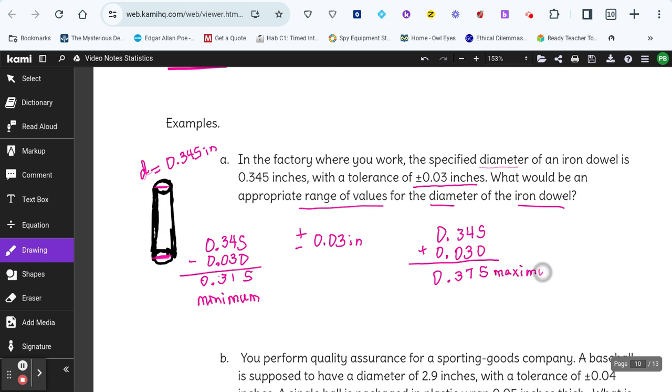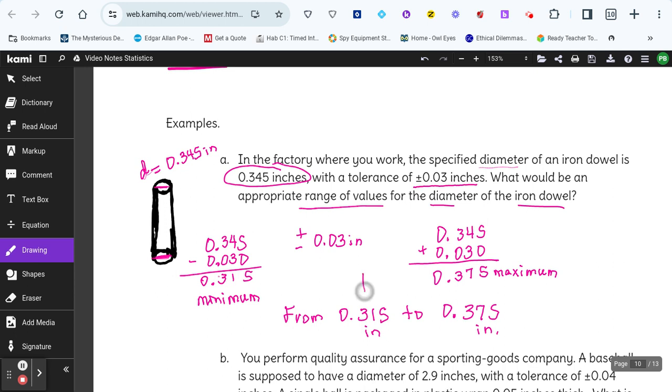So when that dowel is made, it can range from 315 thousandths to 375 thousandths, and it should be in terms of inches. But we would like to make it that many inches, but sometimes that's just not possible for us to do. So it can be off a little bit, okay? Because we can't always make things too exact. So we give it a little room for play.